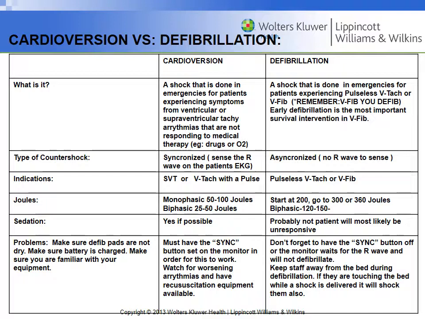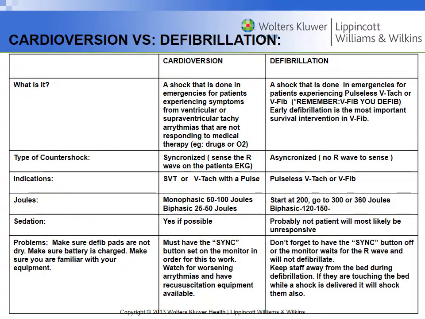Indications for cardioversion are supraventricular tachycardia, ventricular tachycardia with a pulse, and some atrial fibrillation and flutters that don't respond to medication. The joules are the amount of electricity that is delivered to the patient. In a monophasic defibrillator, which is your older defibrillators, it's 50 to 100 joules. In a biphasic defibrillator, which are the newer ones, it's 25 to 50 joules. And I'm sure you're wondering what's the difference between a monophasic and a biphasic defibrillator.